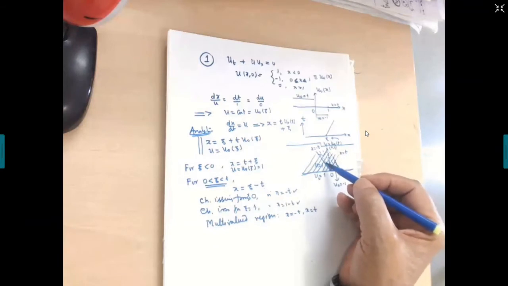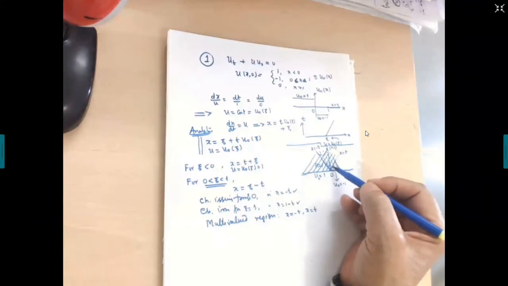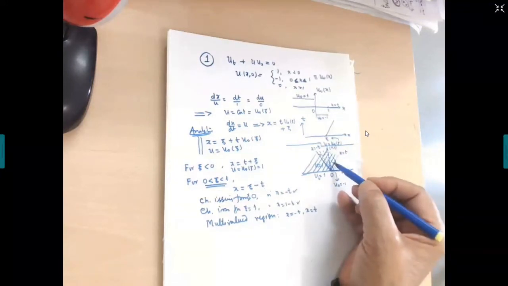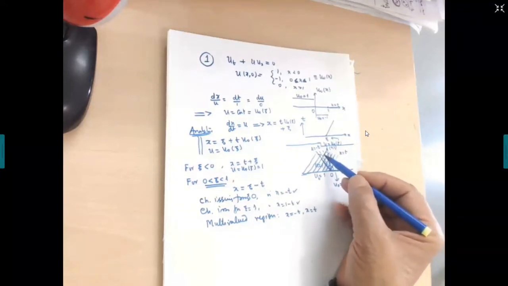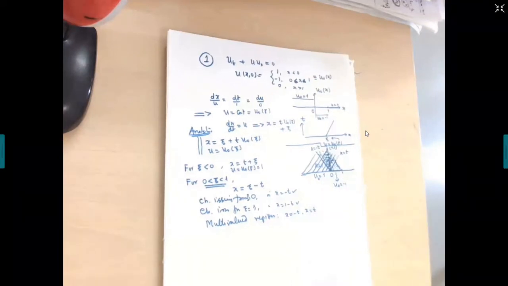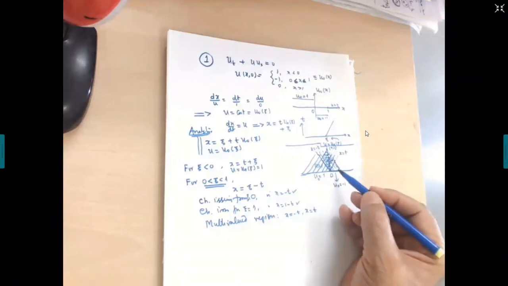Actually, this is the reason, bounded by these lines. Bounded by these lines, your x is equal to t. Okay, this is the reason. Yes, this is the reason. This is not the multi-valued reason.